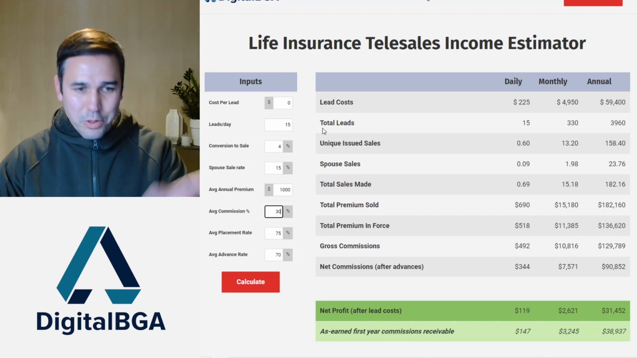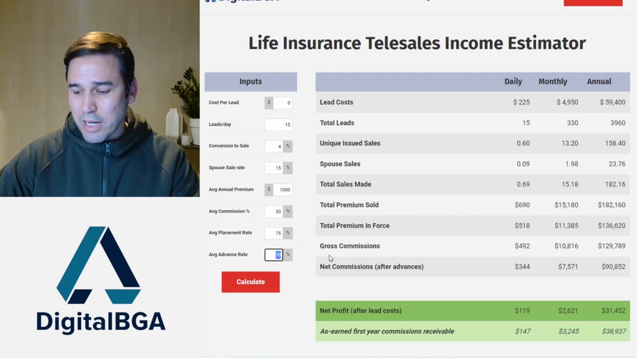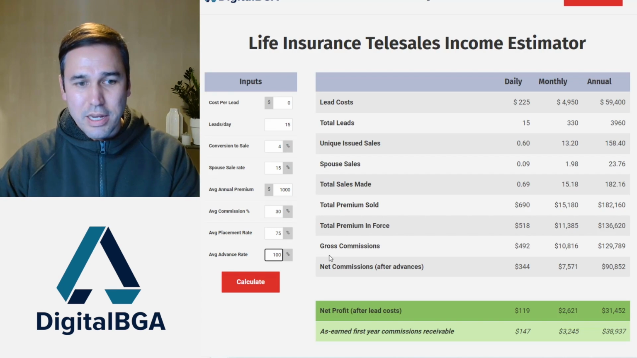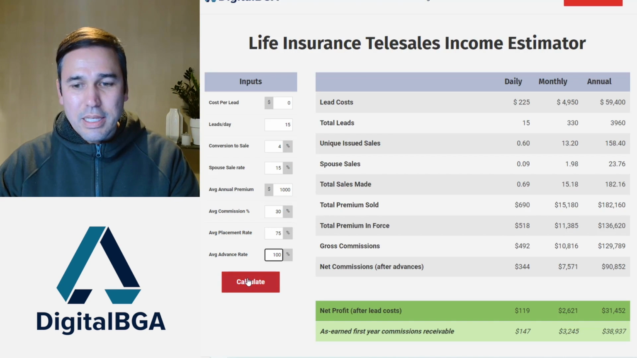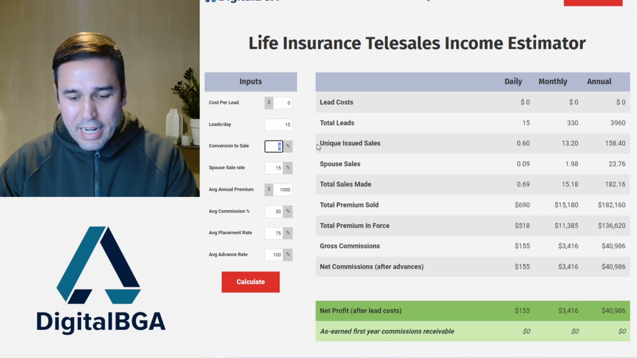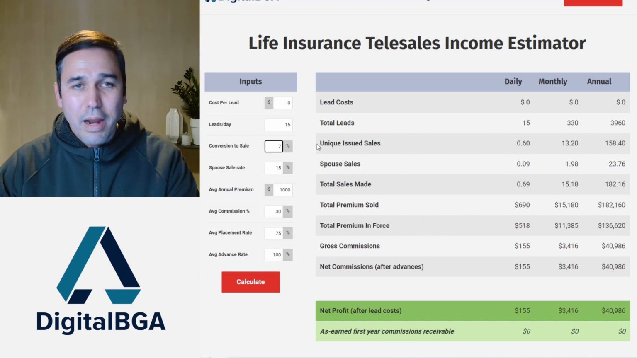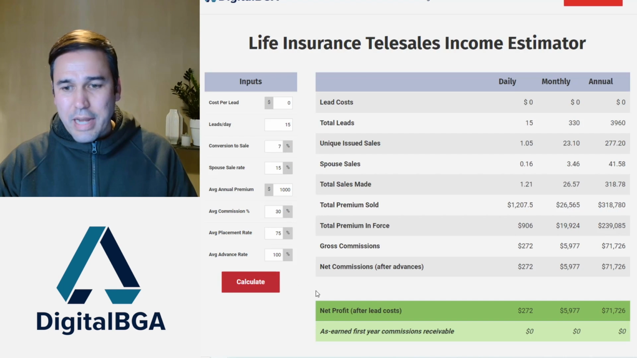But that's neither here nor there. Let's keep going here. So 30% commission, average placement rate will keep the same. Average advance rate is typically 100%. You typically get 30% and you get it all up front, or 40% or whatever it is. Click calculate. Now this agent's making $3,400 a month. No lead costs, no anxiety, no financial risk, and they can work their way into becoming a better agent. They can work on that conversion to sale, get it up to 7%, right? Because you're going to get the reps, you're going to get a lot of leads, and now they're making $6,000 a month.